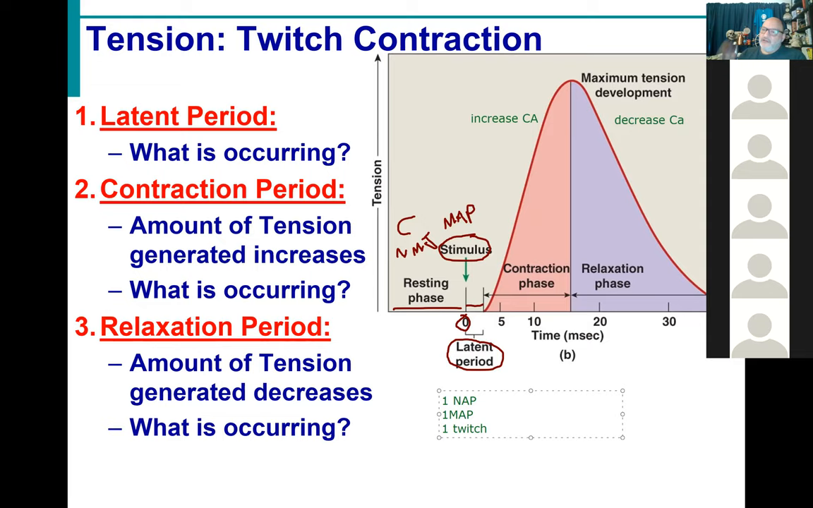So clearly, while this is how we produce a twitch in a muscle, just getting the muscle to twitch isn't going to be how we move it through space. So when we're lifting that coffee cup to our face in the morning, we need to use more than one twitch. And there's one big problem with that. Let's go back to the whiteboard for this.